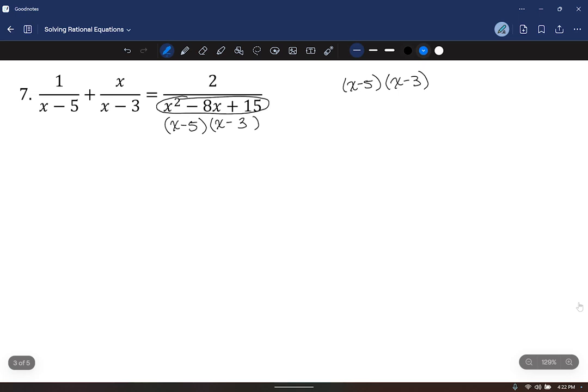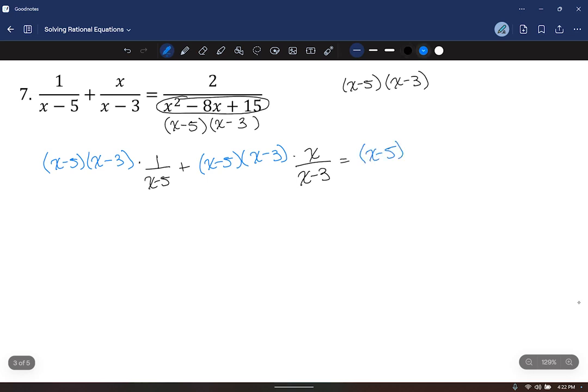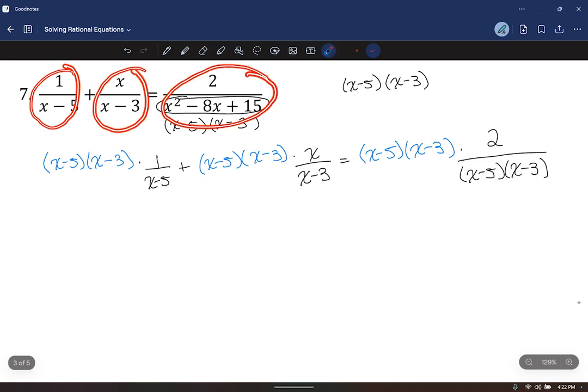So I'm going to go through here, and I'm going to multiply by x minus 5, x minus 3 times 1 over x minus 5, plus, and then I do the same thing for the second term, x minus 5 times x minus 3 times x over x minus 3, equals, and then again on this side, x minus 5 times x minus 3 times 2 over x minus 5 times x minus 3. So I just took the x minus 5 and the x minus 3 and multiplied it times the first term, the second term, and then this third term over here.